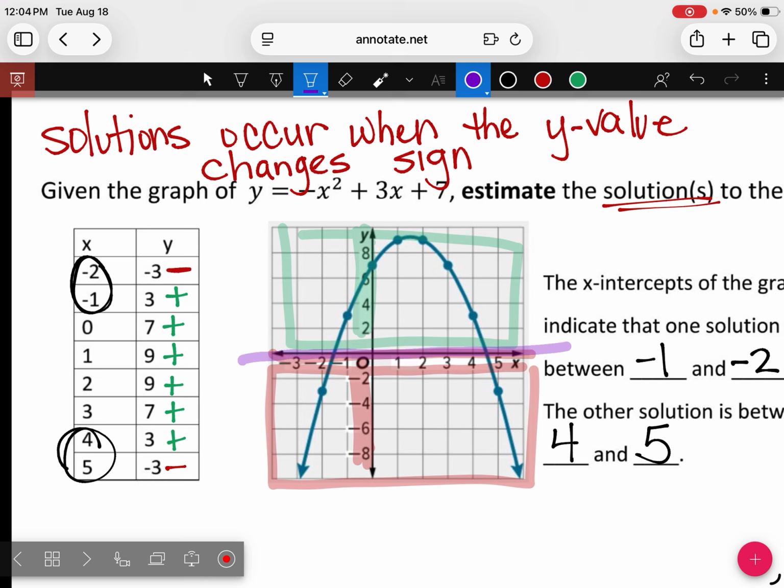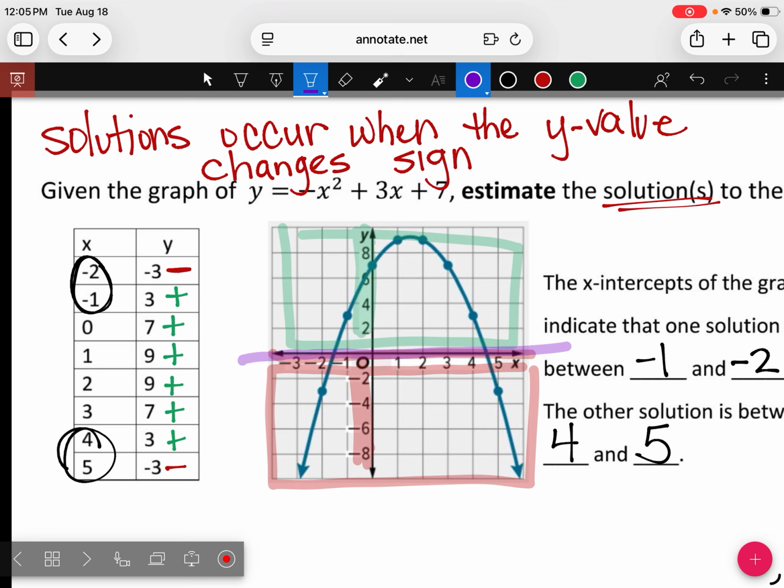So in order for me to go from the pink zone to the green, anytime I go from the pink to the green, what do I have to cross through? The x-axis. So that's why when you see your sign change from a positive to a negative or from a negative to a positive, the only way it can do that is if it crosses this axis, which means that there is a solution. It's not a whole number. And if you look at the graph, you can see it crossed somewhere between here. I don't know what that number is. We would have to do more work to figure out that number, but we're not there yet.